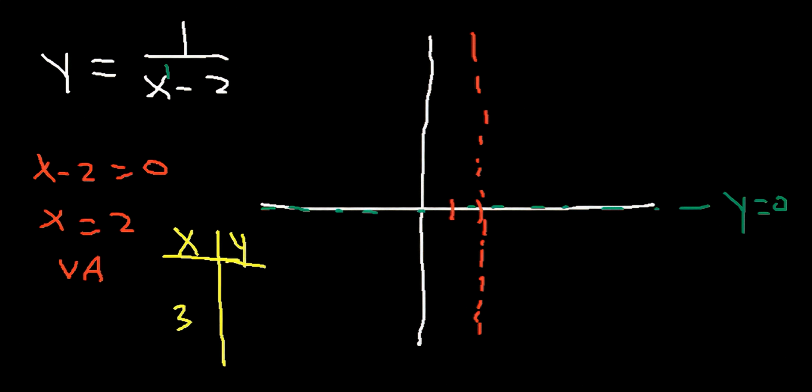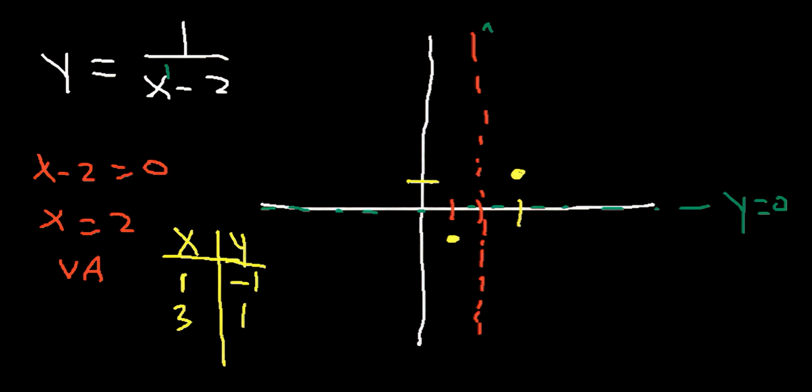I would plug in 3 for x because 3 minus 2 is 1, and 1 over 1 is 1. So at 3, it should be at 1. The next point I would plug in would be something to the left of 2. Let's say like 1. If you plug in 1, you're going to get -1. So it should be somewhere over here.